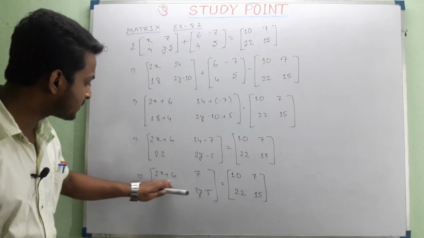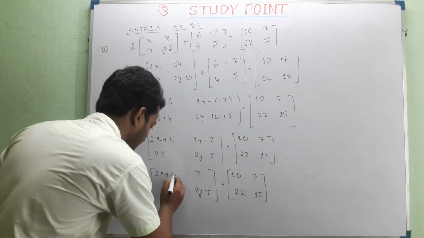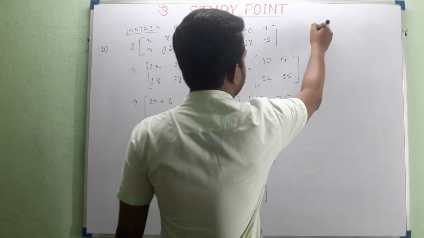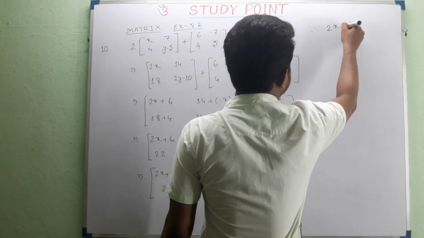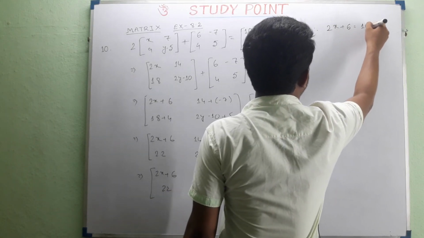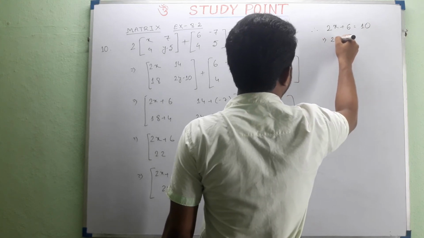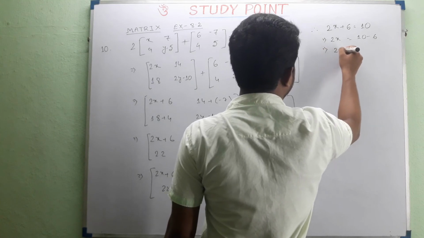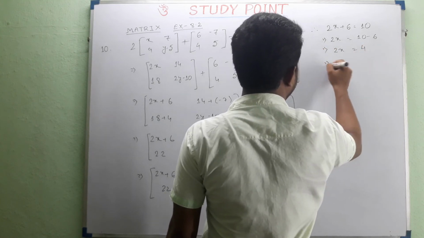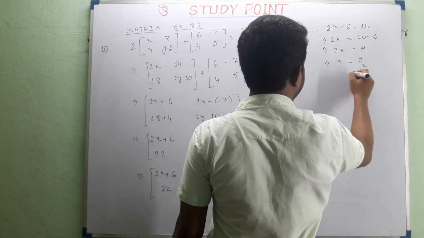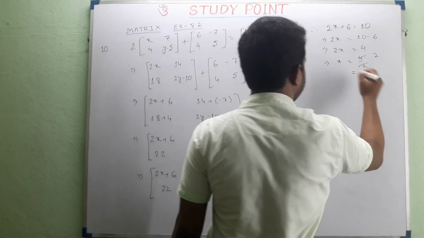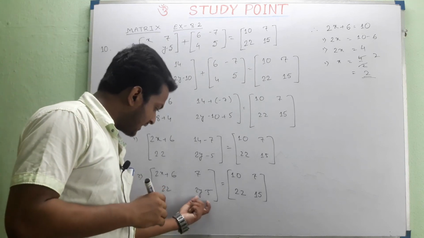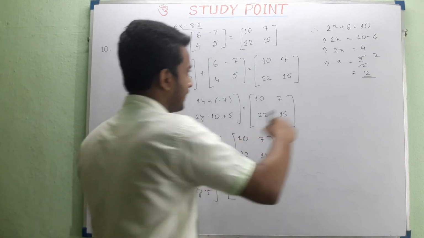So we can say that 2x plus 6 will be equal to 10. Therefore, 2x plus 6 equals 10, implies 2x equals 10 minus 6, implies 2x equals 4, implies x equals 4 by 2. The answer is 2. Now by the same process, 2y minus 5 will be equal to 15.